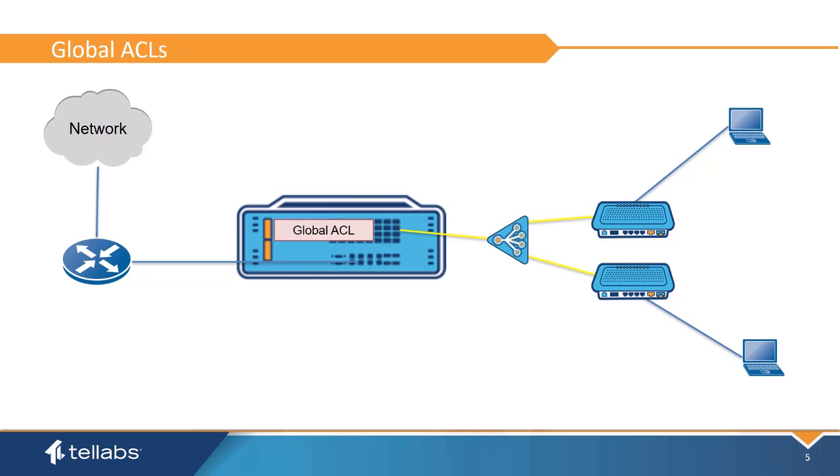Using global ACLs will apply a set of rules to all UNI ports on the OLT. A global ACL optimizes resource usage by applying a single instance of the ACL across the entire OLT, rather than duplicating it for each port. Blocking DHCP traffic on the access port is an effective example of implementing a global ACL to enhance network security.